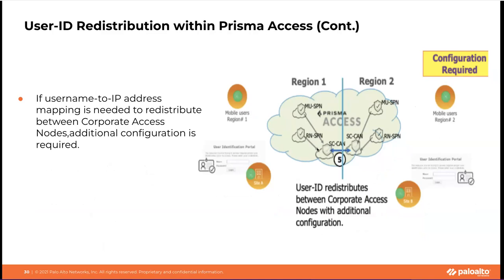And you can see here the number 5, the username to IP address mapping is needed to distribute between the corporate access nodes or the service connection nodes. And you need additional configuration for this. So in this example, you can see the corporate access nodes or service connections have been configured to pull the data from each other. Each service connection now has the full set of data learned from user ID in this Prisma Access instance.